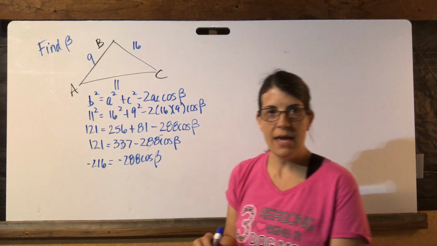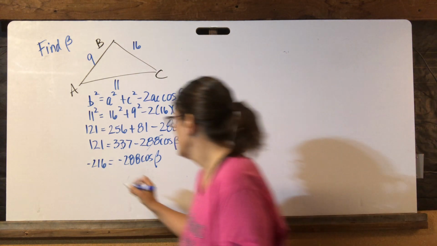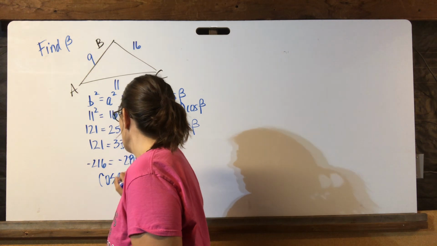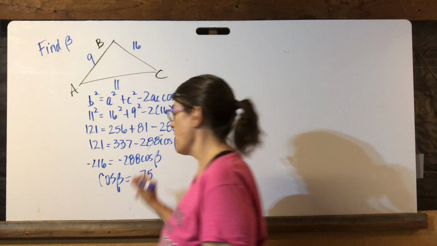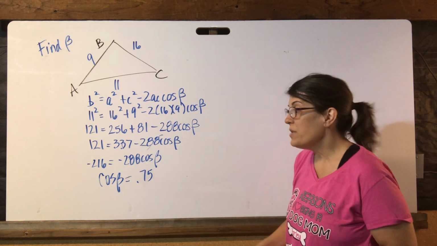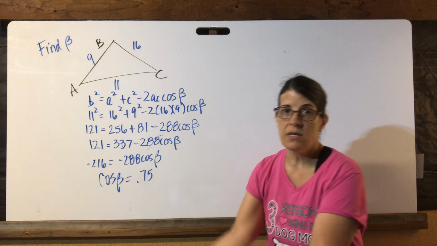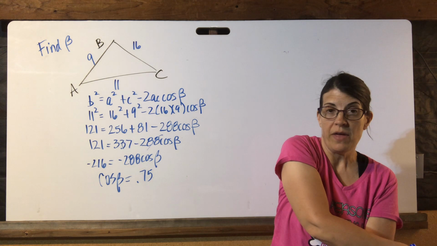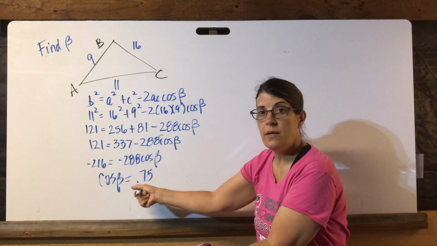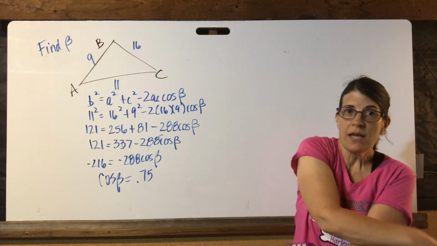Oh wow, it came out really nice. It's 0.75. So you get the cosine of angle B is 0.75. You need to use the inverse. You're working backwards. I know the value of the cosine; give me the angle that goes with it.